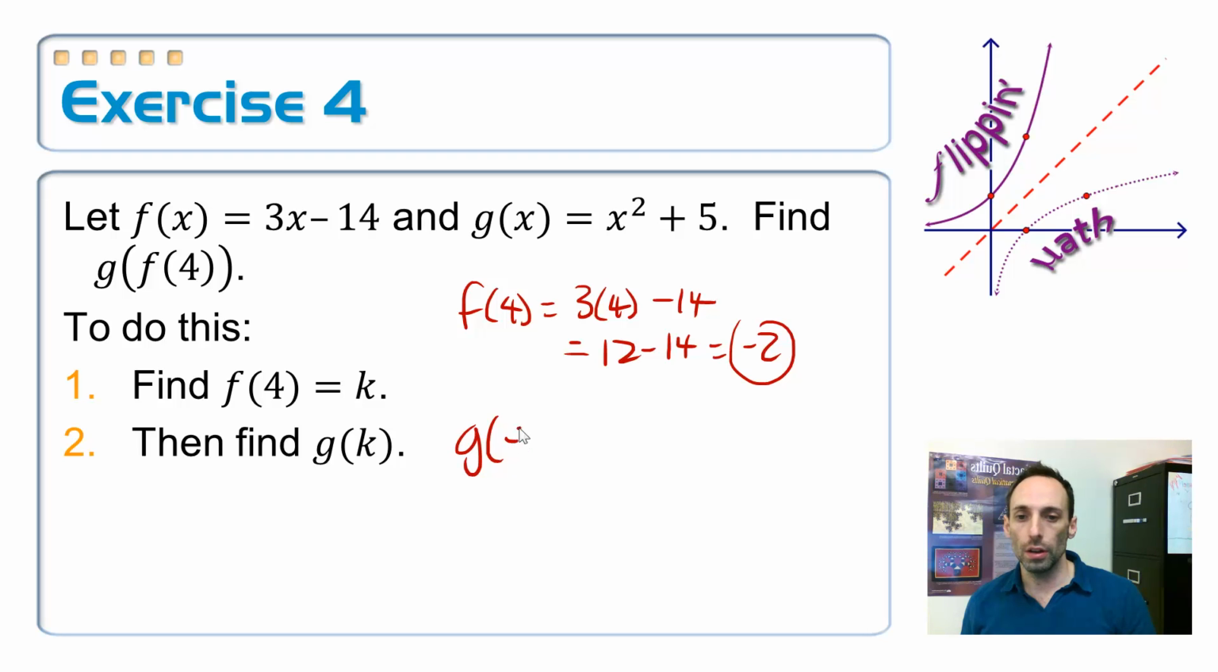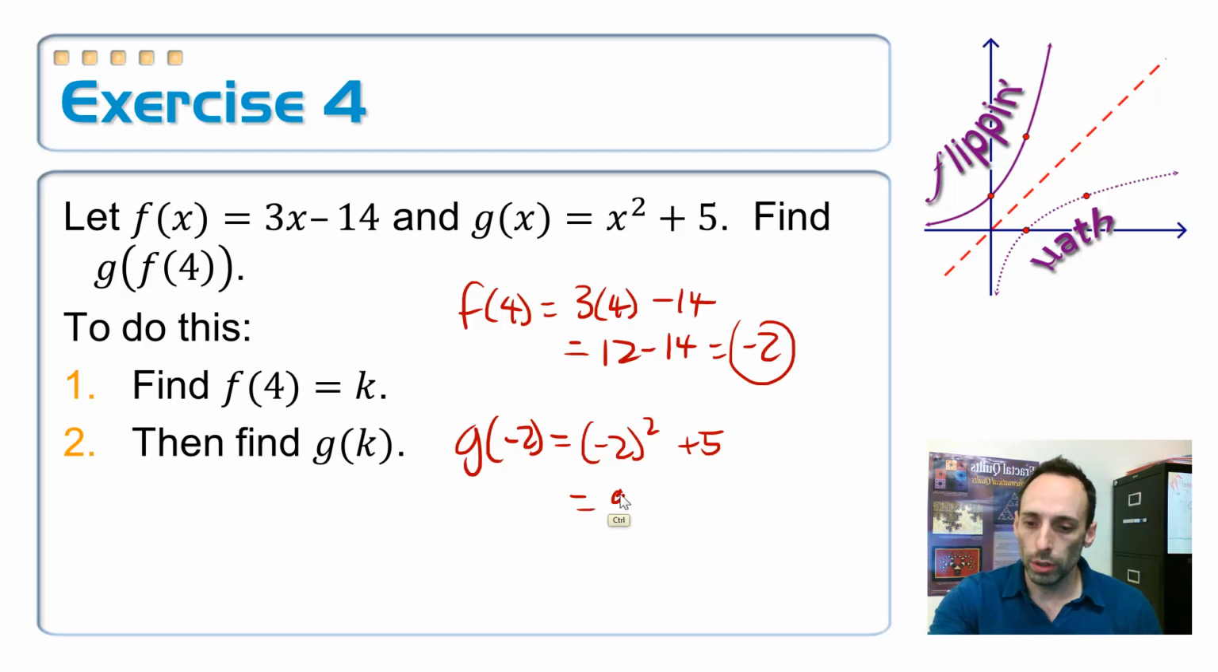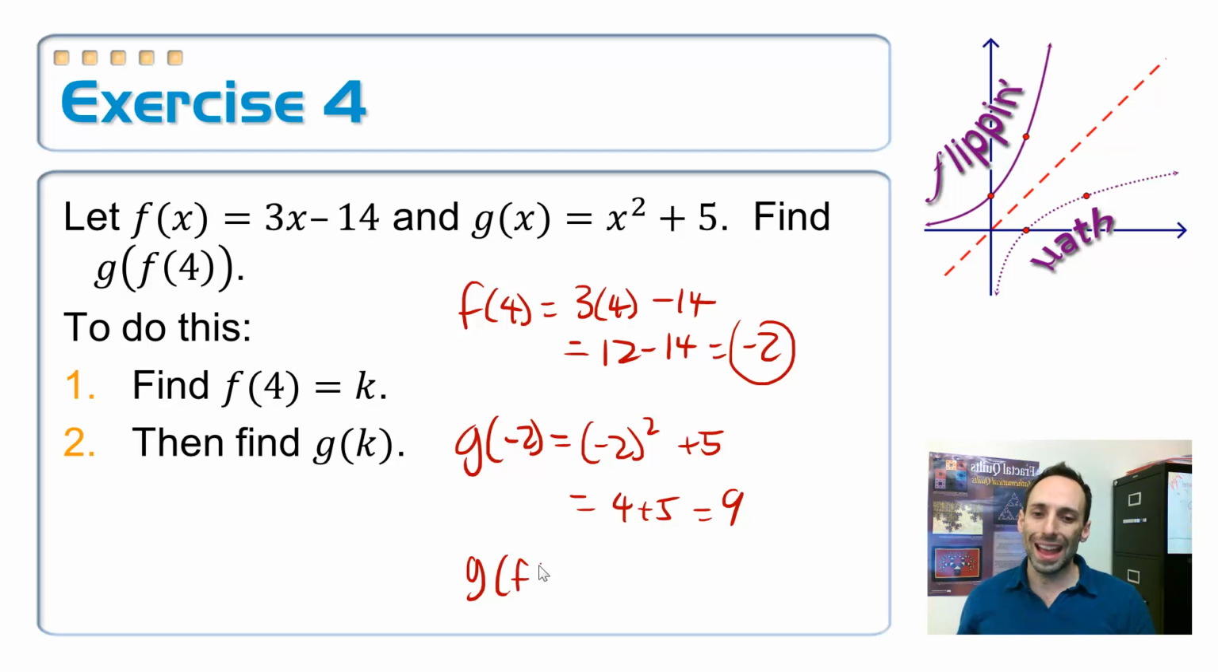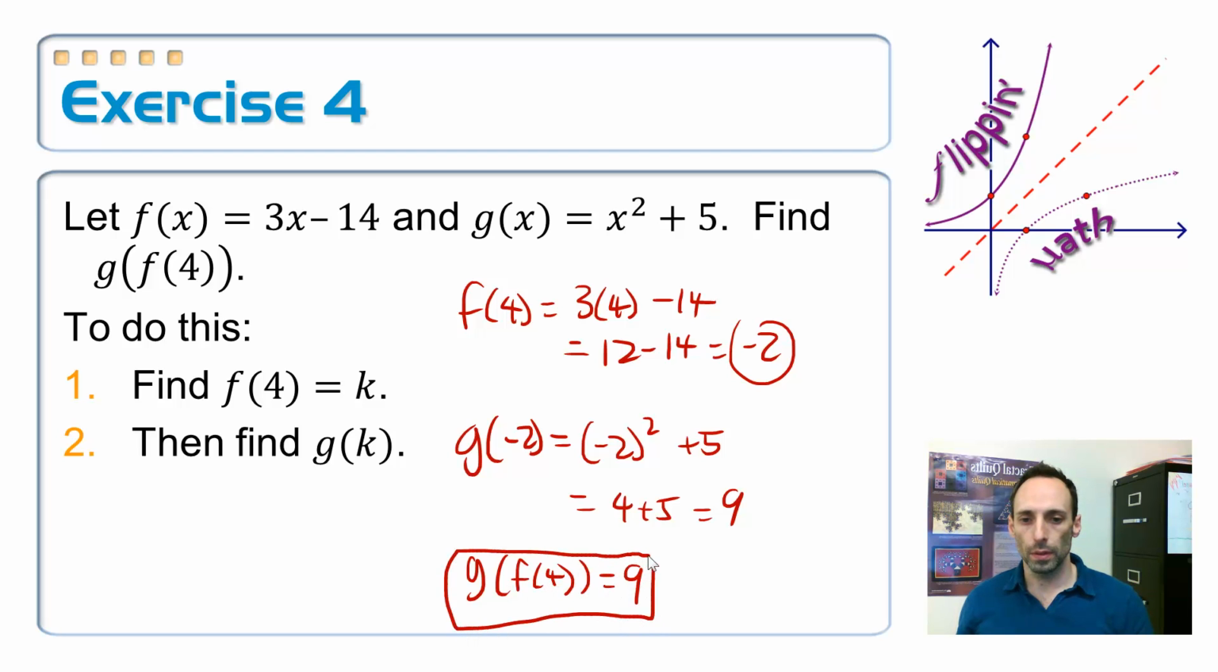So g of negative 2 is equal to negative 2 squared plus 5. Okay, so then that's 4. I was trying to add the whole thing together in my head. Anyway, that's 4 plus 5, we get 9. So g of f of 4 is equal to 9.